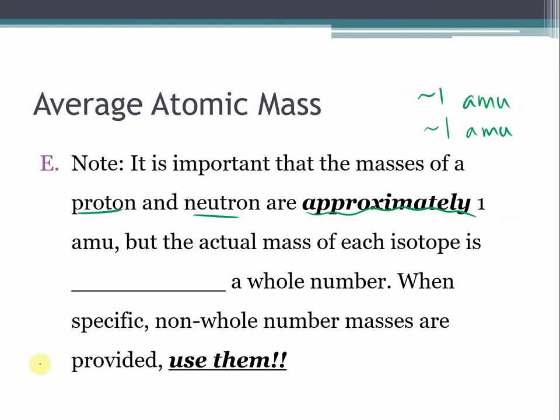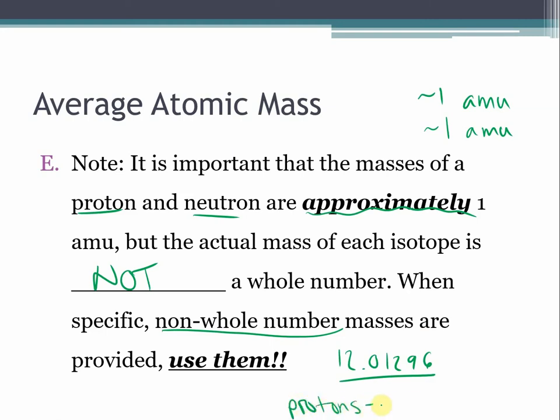But you should know that the actual mass number of each isotope is not a whole number. It's going to be a decimal number. So if you are given a specific non-whole number mass, if you're given something like 12.01296 or something like that, use this number. If you are not given a specific mass number, then you will just come up with your own and do your protons plus your neutrons, or just use what is given to you in the name.